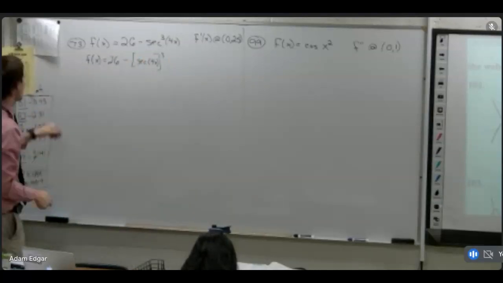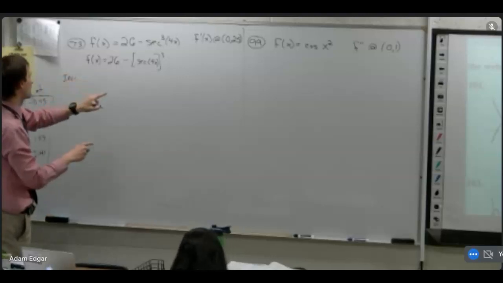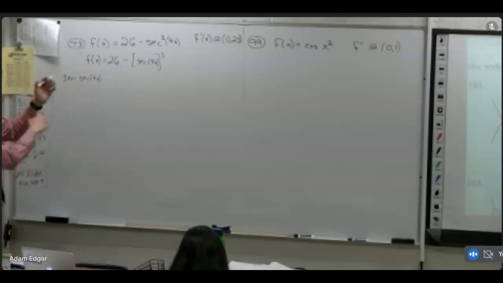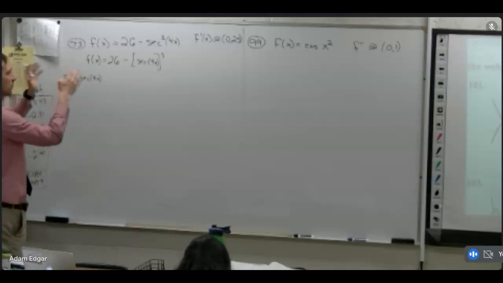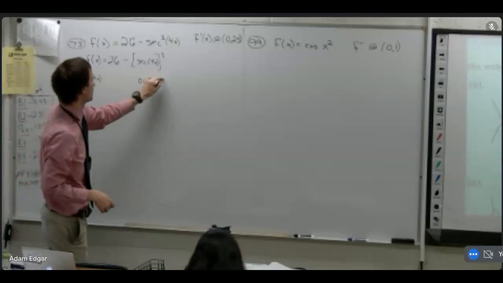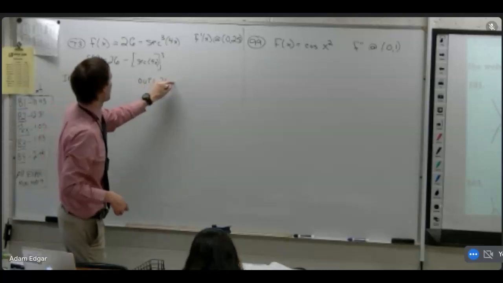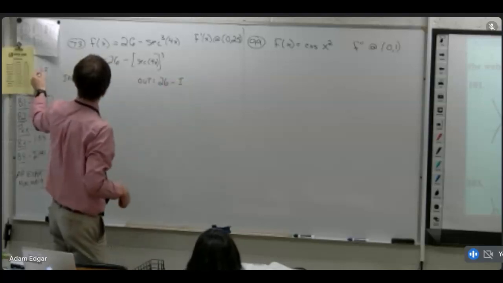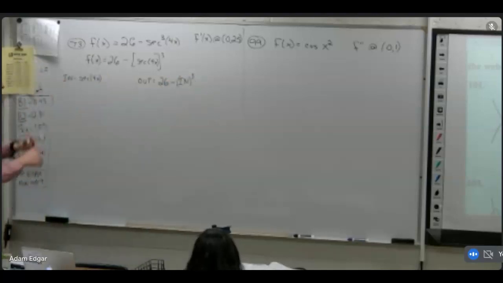So the inner part is then what? Not the 4x. Secant of 4x. So this is a nested chain rule. You have a chain rule inside of another chain rule. For the big chain rule, the inner part is secant of 4x, and the outer part is, oh, you're right, the 26. I forgot that. 26 minus n cubed. So that's in and out setting up.